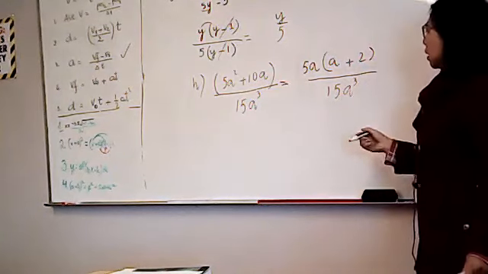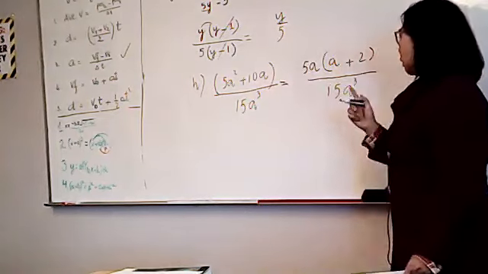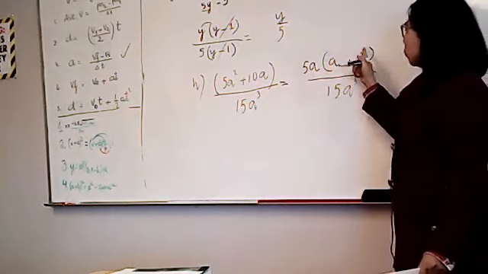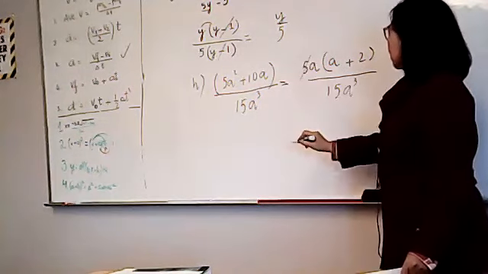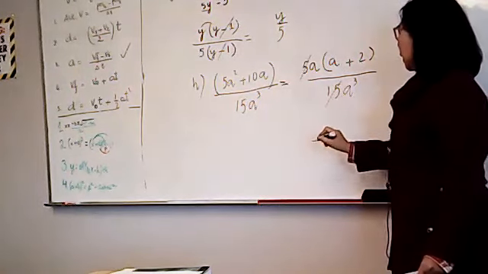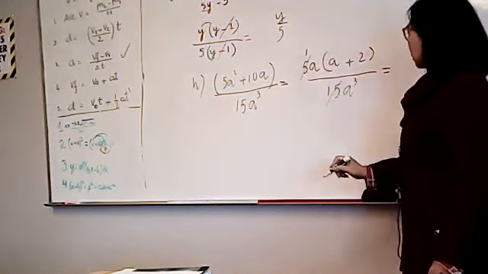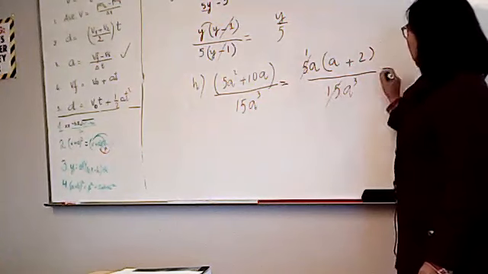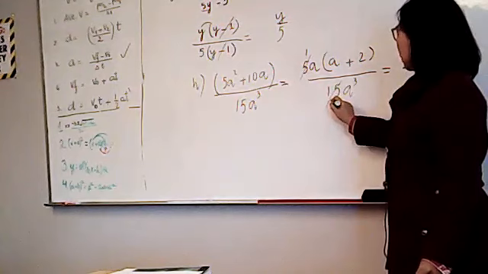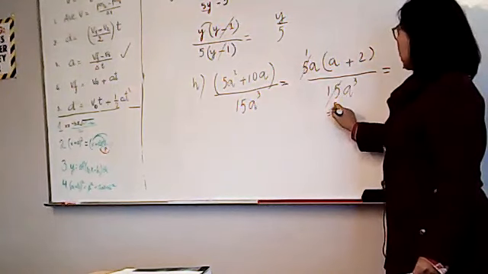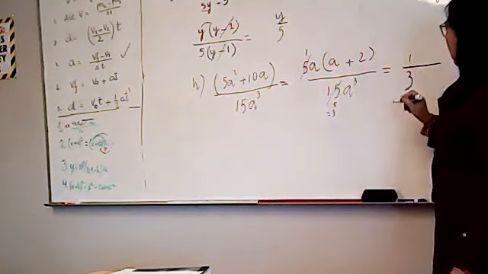Now, in this case, we don't have the same bracket to cancel like the previous one. However, because they are in multiplication, we are allowed to cancel. Divide this by 5, divide this by 5. When I divide this by 5, I get 1, and I get 3 down here, since 15 divided by 5 is 3. So on top I have 1, and down here I have 3.